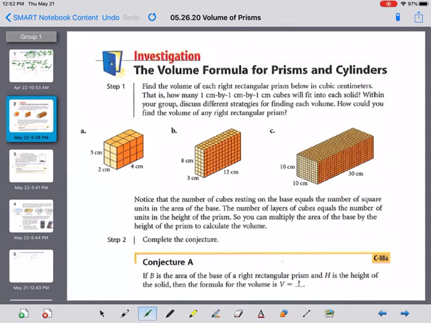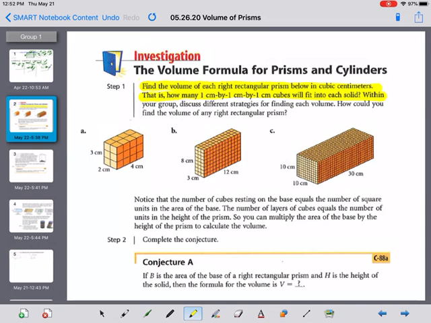Now let's move into prisms. Remember, a prism is a solid figure that has 2 congruent bases, and then all the lateral faces are parallelograms, usually rectangles, but we'll see in the case of an oblique prism that they could be parallelograms. So let's read this together. Find the volume of each right rectangular prism below in cubic centimeters. That is, how many 1 centimeter by 1 centimeter by 1 centimeter cubes will fit into each solid.